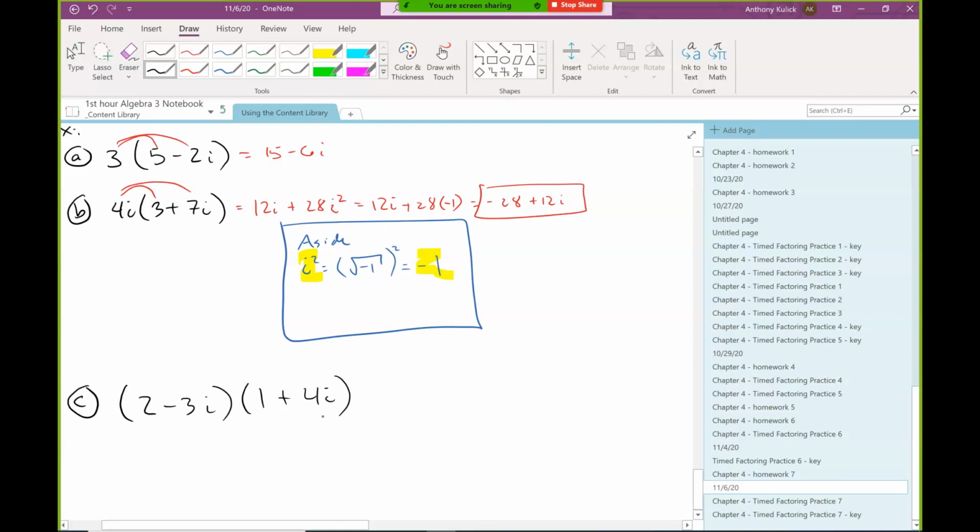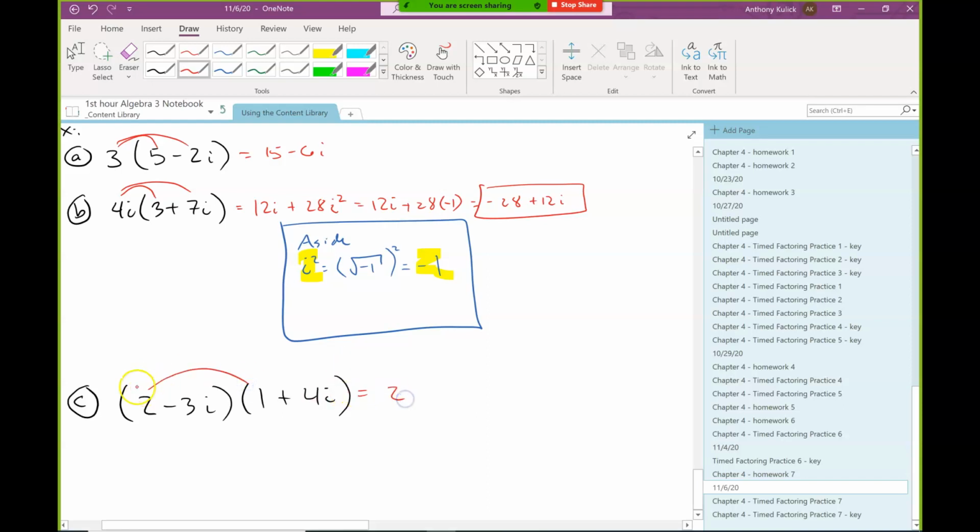What if I have 2 minus 3i times 1 plus 4i? What do you suppose we want to do to multiply these out? What does it look like you would want to do? We want to FOIL, right? You have 2 sets of parentheses like this. Looks just like a FOIL problem. It's exactly what you'd want to do.